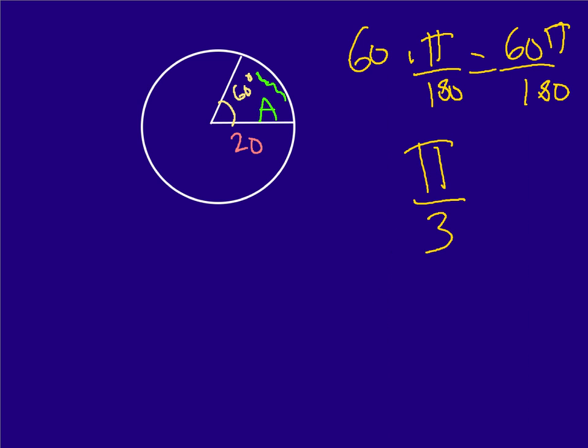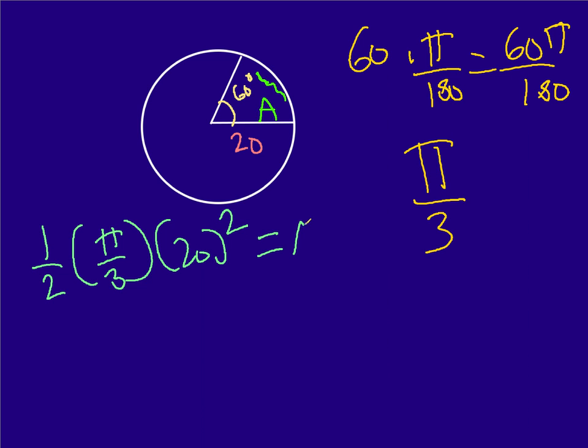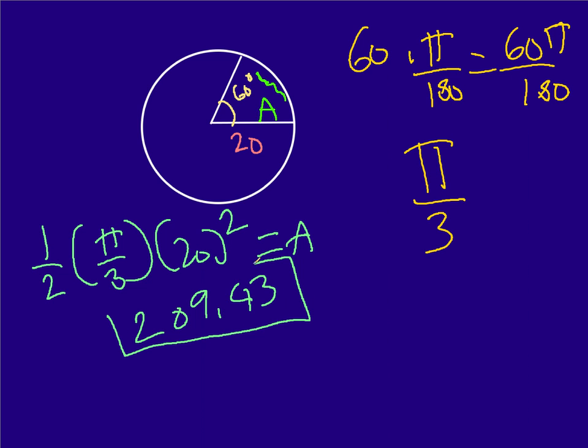So I'm halfway done. Now the next thing I have to do is take my actual formula. So I do 1/2 times pi over 3 times 20 squared, and that is going to give me my area, my A, if you will. When you multiply all this out, we're going to make life simple for you. You can do it on your own time, of course. But the actual answer is going to be 209.43. This is the answer. And that's how you would get the answer.